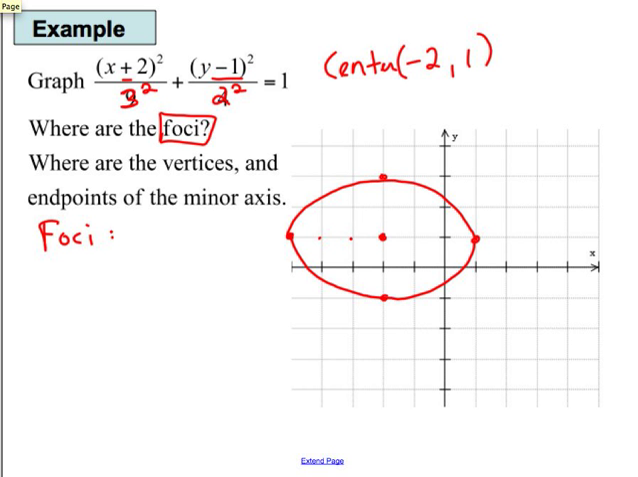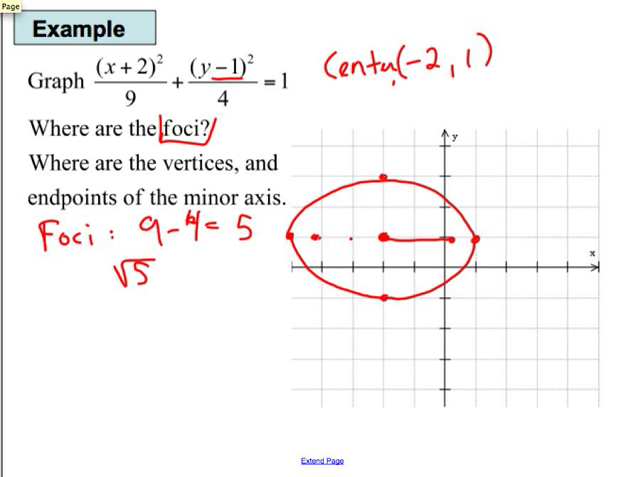For the foci, you always start with finding the difference between these values. Remember, the values were 9 and 4, and you always do bigger minus smaller. So 9 minus 4 is equal to 5. But that's c squared, so really my c value is the square root of 5. What that means is that from the center we go square root of 5 units to the right, and square root of 5 units to the left.